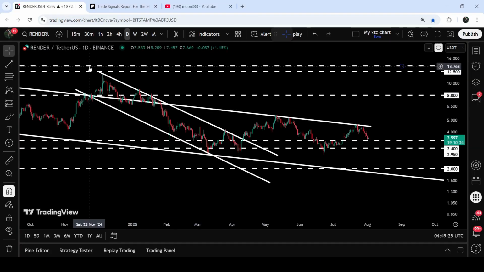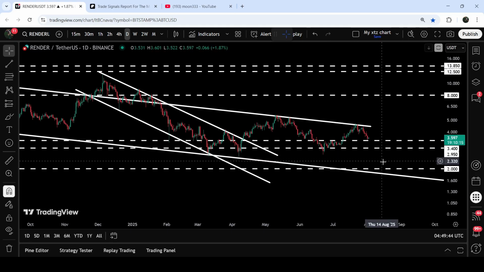On a daily time frame chart, recently the price of Render has broken out of this down channel, and after the breakout, it could not break out of this long-term downtrend and resistance. You can see that we got rejection here, rejection here, and recently it was once again rejected here on 22nd of July 2025. And now we are about to test this long-term support zone, that's out from $3.40, it goes to $2.95.